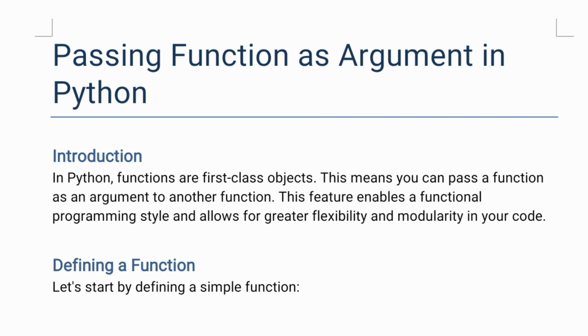This means that functions in Python can be treated like any other variable. So you can pass them as arguments to other functions, return them from functions, and store them in data structures and assign them to other variables also. Let's move further.